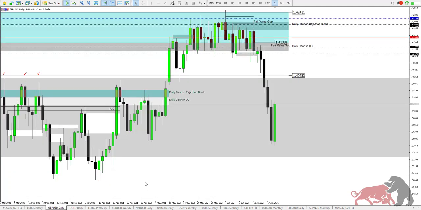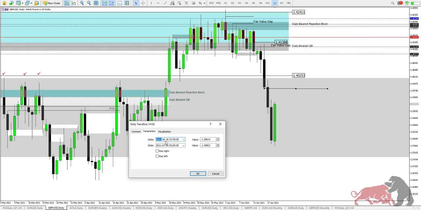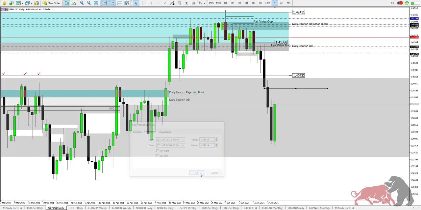Now coming to pound, then pound becomes easy, guys. We don't need to waste much time. Your homework is to define the premium array that you are going to be shorting the market from. Already we've got one here. Let me just mark this out. We've got a fair value gap and a liquidity void right here.